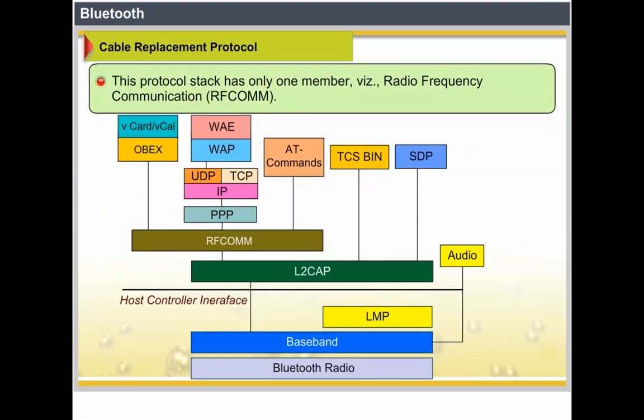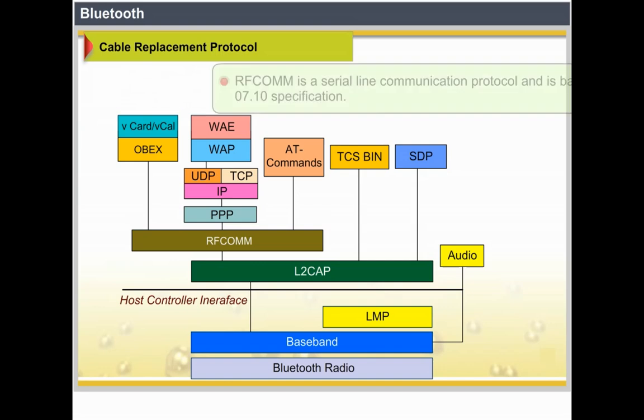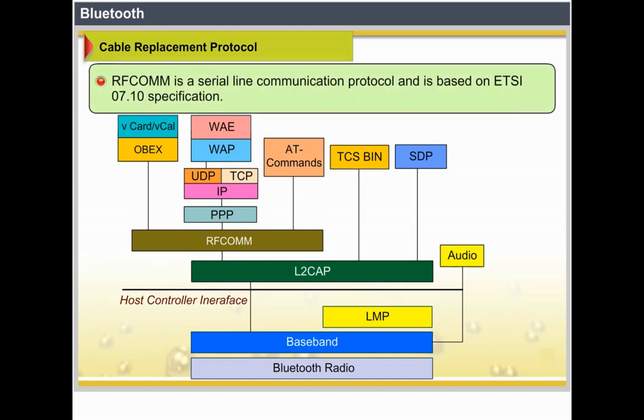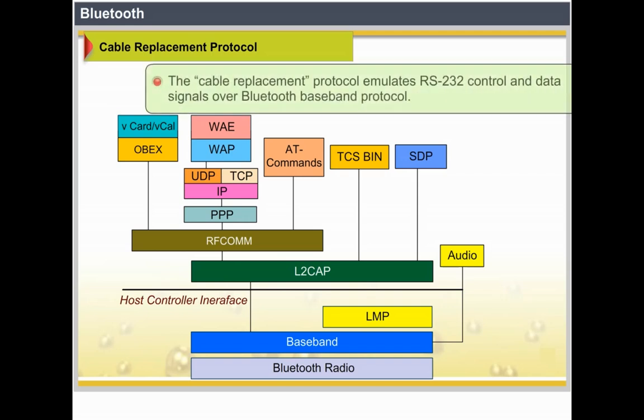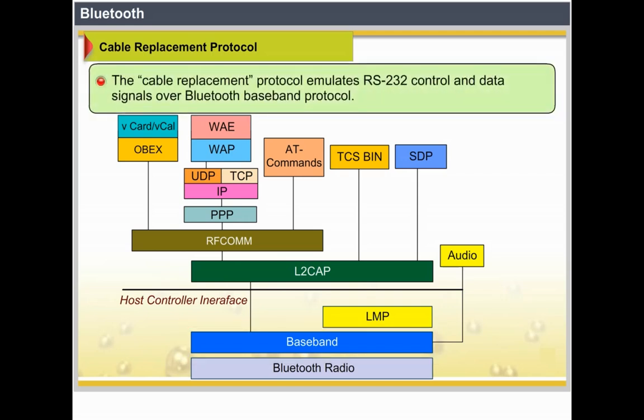Cable Replacement Protocol. This protocol stack has only one member, viz. Radio Frequency Communication (RFCOMM). RFCOMM is a serial line communication protocol and is based on ETSI 07.10 specification. The Cable Replacement Protocol emulates RS-232 control and data signals over Bluetooth baseband protocol.